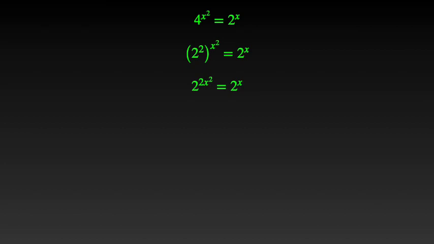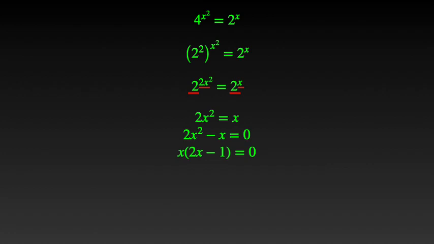Now the bases are the same, 2 and 2. Therefore, the exponents are equal. 2x squared equals x. Now let's solve for x. First, let's move x to the left-hand side. Now let's factor x. If we take away x from this term, we are left with 2x, and if we take away x from this term, we're left with 1.